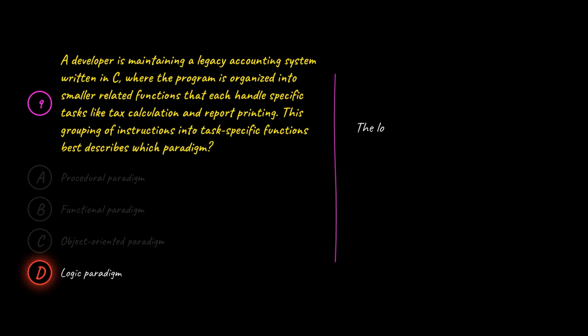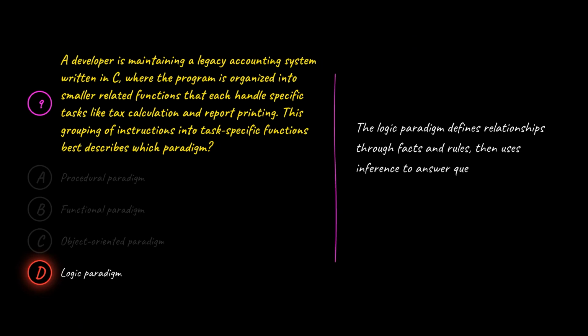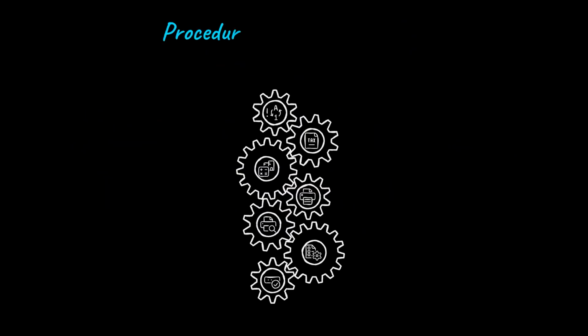D is wrong because the logic paradigm defines relationships through facts and rules, then uses inference to answer queries. The scenario involves executing specific computational tasks through functions, which does not match logic programming at all. Procedural programming is a way of organizing code by grouping related instructions into named, reusable blocks called procedures, functions, or subroutines. These functions each handle a specific task and are called as needed from a central routine.